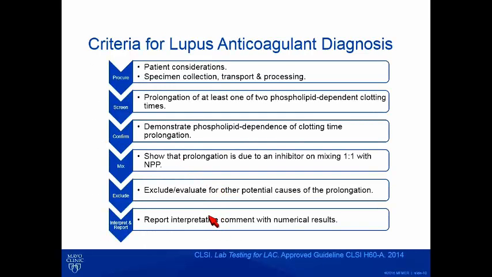So I'm going to take you through the criteria or process for lupus anticoagulant diagnosis using the CLSI guidelines or approach as a backbone. So the diagnosis starts with procurement, and you've got to think about the patient you're selecting for testing, and as well think about the specimen that you're going to test on. And then you've got your actual testing in the lab using your screen, confirm, and mix steps. Then you've got to think about your results and evaluate and exclude for other things that could be causing these results. And then finally, there's the interpretation and reporting of the results and rendering that final conclusion.